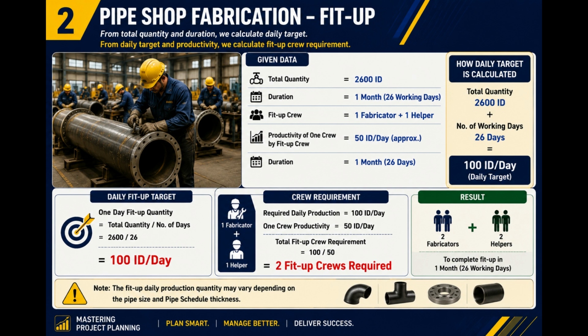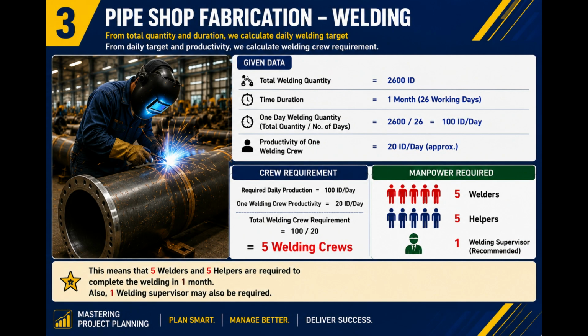Or if the pipe schedule thickness is very high, then you may also have less productivity in the welding. So let us now come to pipe shop fabrication for welding. Let us assume we may need to do 2600 inch shop welding in a particular month. So 2600 by 26 is equal to 100 inch area.